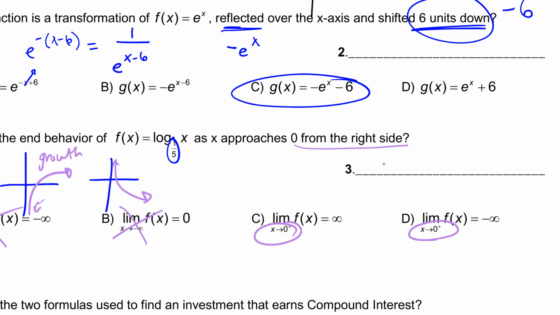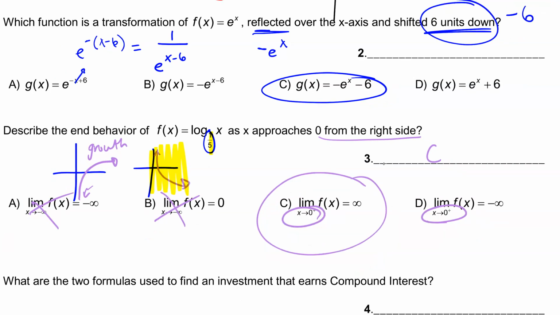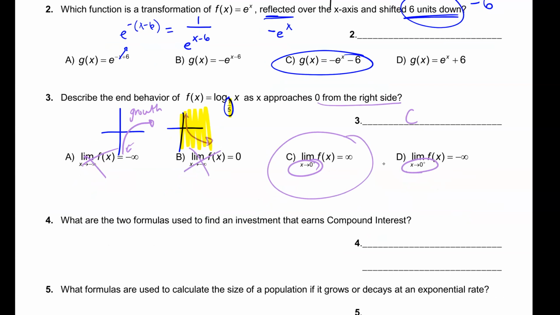And are we going bigger or smaller? Am I going to infinity or negative infinity? Well, let's see, our base is 1/5, so it's logarithmic decay. So it's going to be going positive. Because it is 1/5, I know it's logarithmic decay. So as I get closer to 0, our y value is going up to infinity. It doesn't say approaching. Oh, wait, never mind. Yep, 0 from the right side.